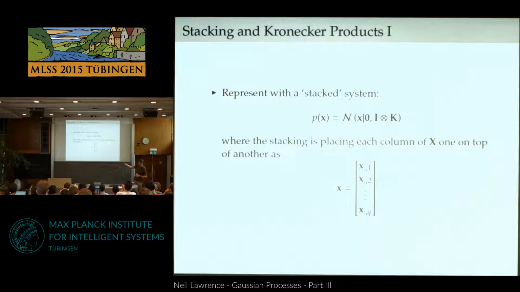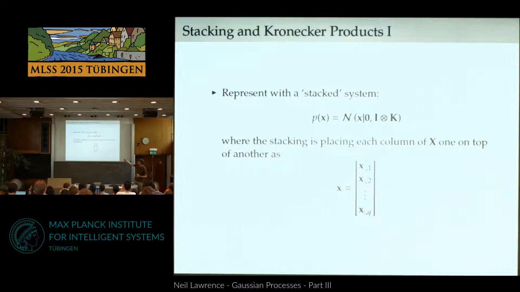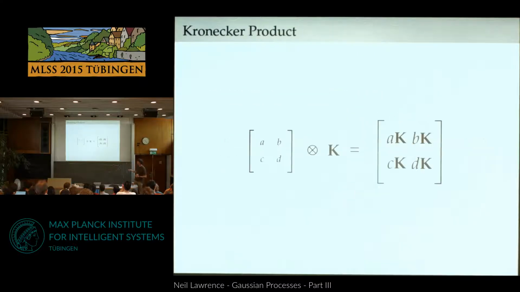So that's our new vector x, which is just the stacked version of our matrix x defined here. And then we can use this Kronecker notation to represent the covariance. And all this Kronecker notation says, in this case, is that it's just making a block diagonal covariance k.